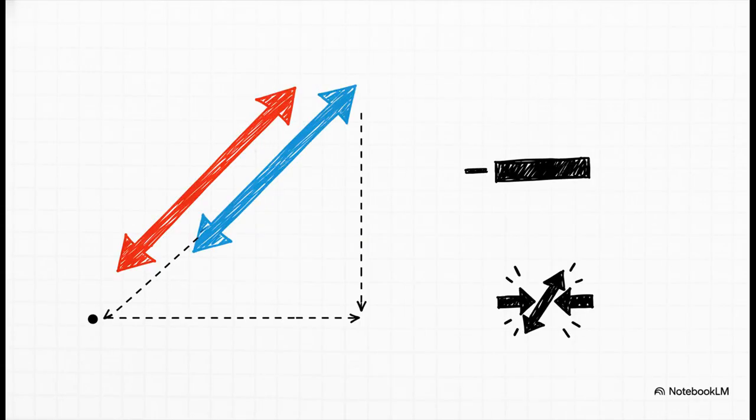And what if they're pointing away from each other? Now the angle is bigger than 90 degrees, and the cosine in that range is negative. This gives you a negative dot product, which is a big red flag for misalignment. It tells you they're actively working against each other.